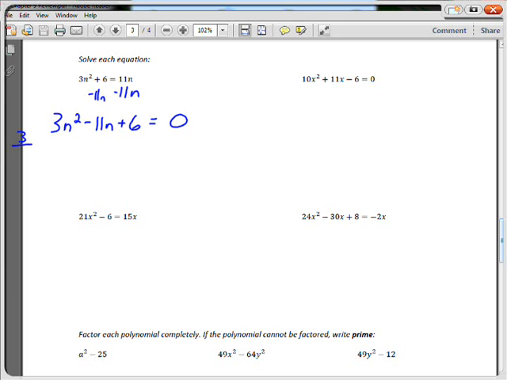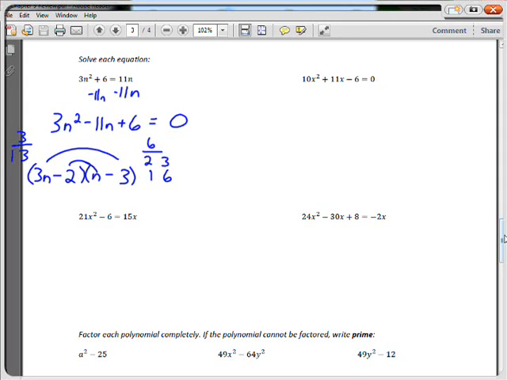Now again, you have to factor it by using the trial and error method. And when you factor it, you should end up with 3n minus, n minus, and you need to get your 3 over here and your 2 over here. Check it. This will be a negative 2n. This is a negative 9n. Negative 2 and negative 9 is negative 11, which is what we're looking for.